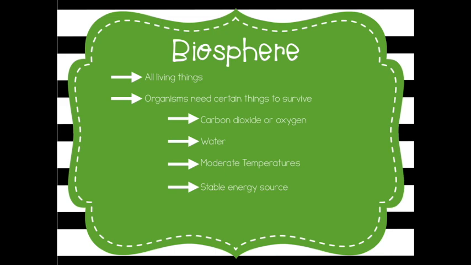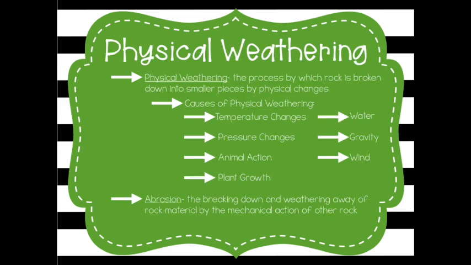Now we're going to move on to lesson 2 in our book, which is weathering. There are 2 types of weathering we're going to talk about, physical and chemical weathering. The first one we're going to talk about is physical weathering. Now, physical weathering is the process by which rock is broken down into smaller pieces by physical changes. Hopefully you're thinking of that hand up, stand up, pair up gesture in your mind right now. There are many causes of physical weathering. It can be temperature changes, pressure changes, animal action, plant growth, water, gravity, wind. All those things can cause physical weathering.